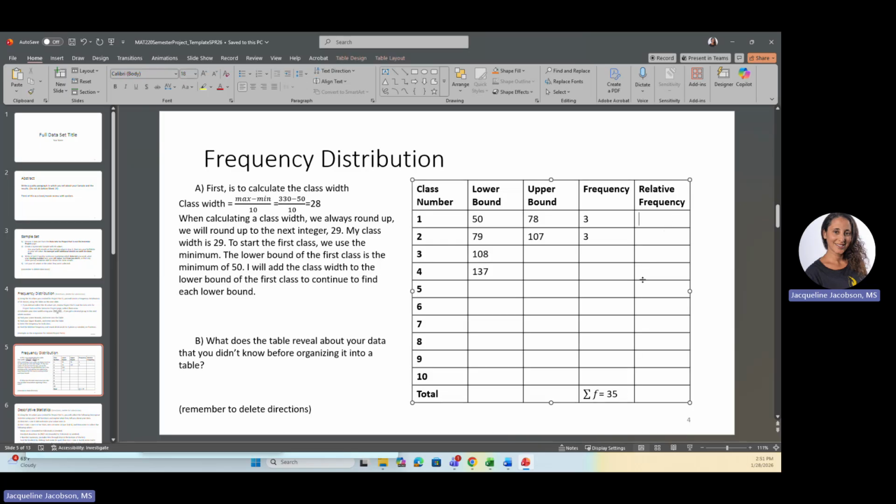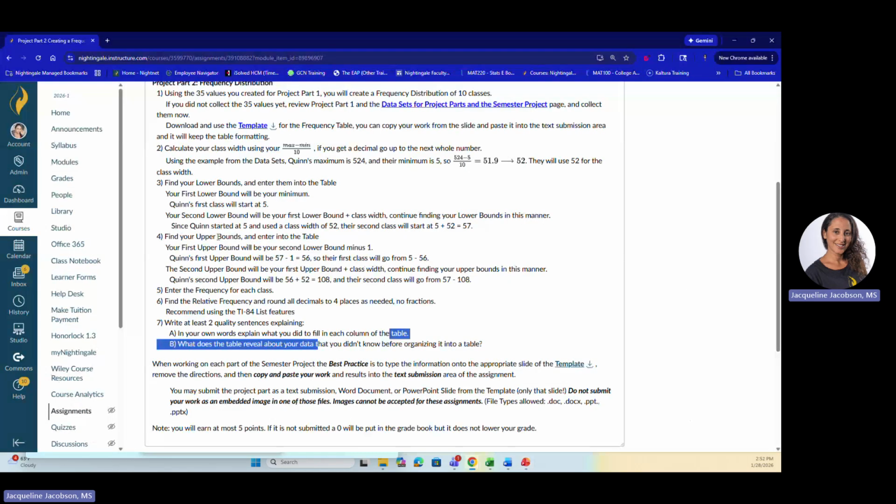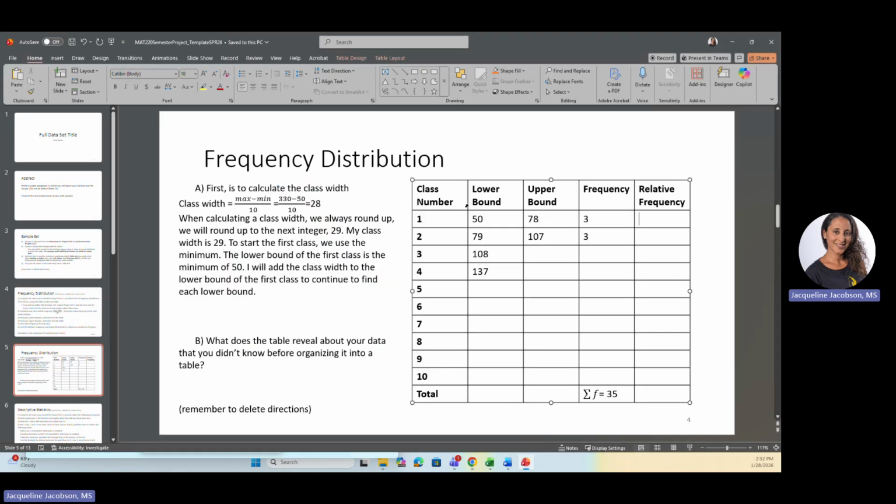To find your relative frequency, I do believe in the instructions, it tells you to round to 4 digits. Yep. Find the relative frequency, round all decimals to 4 places. So we're going to round to 4 places. Now, you're going to type and say, to find the relative frequency per class, take the frequency, right, divide by 35. So I'm going to do that on my calculator.